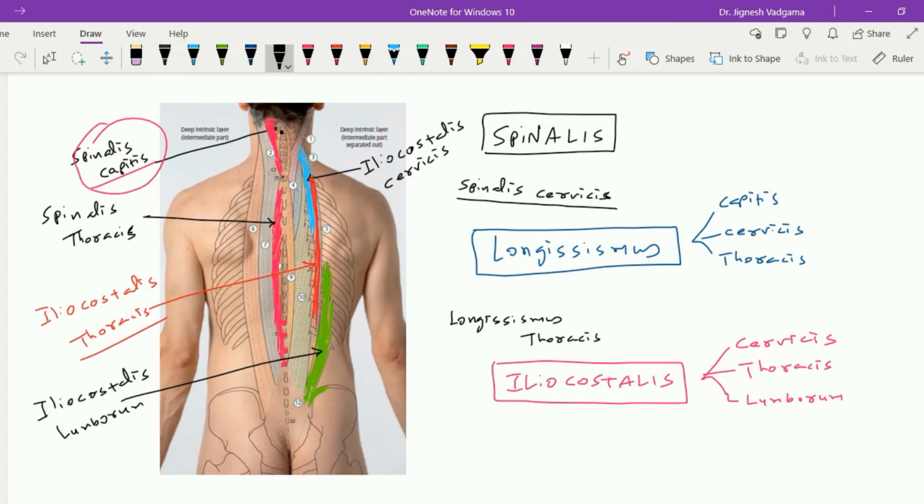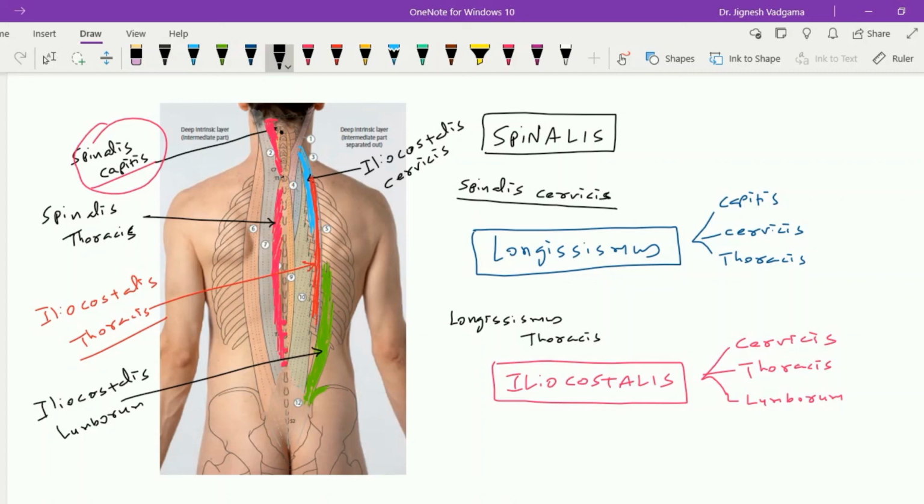These 3 types of the muscle fibers are subdivided into 3 smaller parts. In case of the spinalis as well as the longissimus, these are the capitis, cervicis as well as the thoracis part, while in case of the iliocostalis, it has cervicis, thoracis as well as the lumborum part. In case of the iliocostalis, the capitis part is absent and the lumborum part is present, while the cervicis and the thoracis part are present all throughout the 3 types of the fibers of the erector spinae muscle.